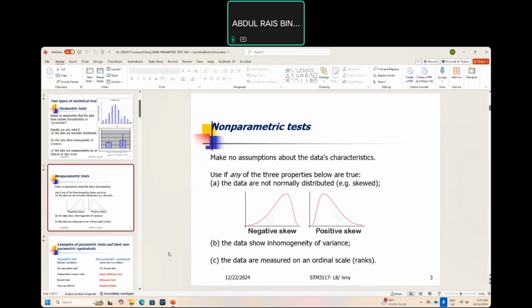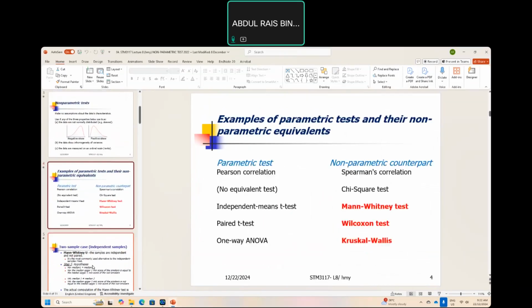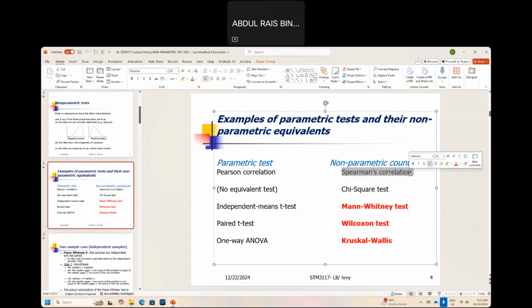Setiap satu non-parametric test ni boleh kata adalah cerminan ataupun reflection of the parametric test. For correlation tests, if your data is normal, you do Pearson, and if it's not normal, we do Spearman. Kita dapat that analysis minggu lepas. So this is correlation.